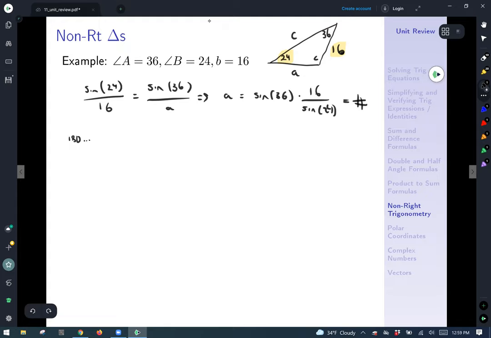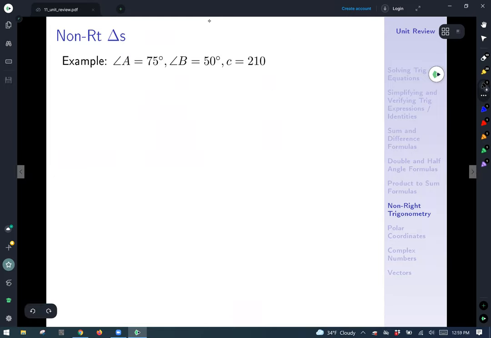Don't forget what we already know. Angle C is equal to 180, the total, minus 24, minus 36. And again, that equals some number. Once you know that number, law of sines, you can solve for C. Good enough for that one. Let's look at another one.